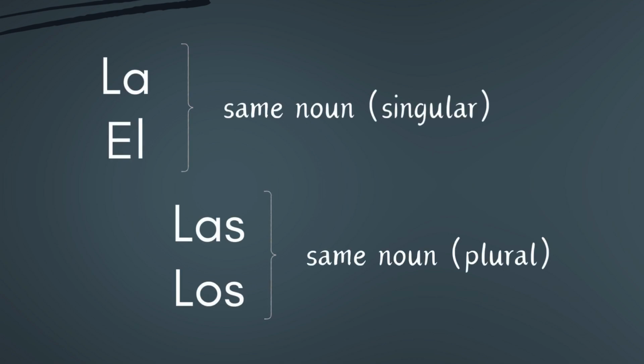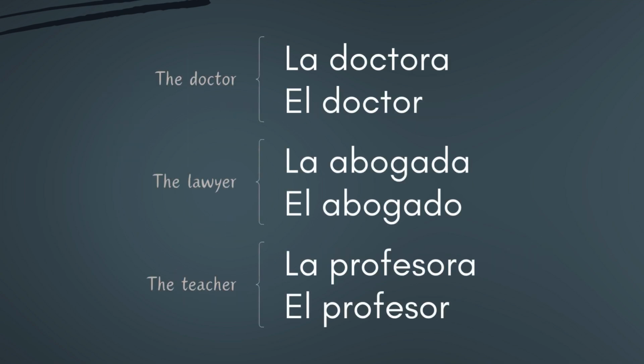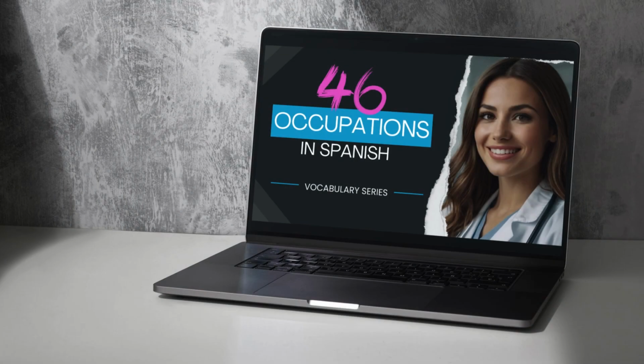One very last comment on the Spanish articles. There are other nouns that can use both the feminine and the masculine articles. This is the case of many occupations, which use the same noun with the masculine and the feminine articles. At the same time, there are plenty of occupations, such as doctor, lawyer, and teacher, that have a masculine and a feminine variant of their noun in Spanish. If you'd like to find out more about this, check out the video on the occupations in the description box below.